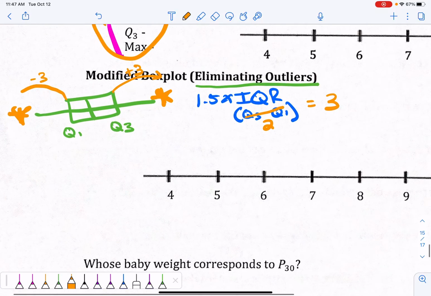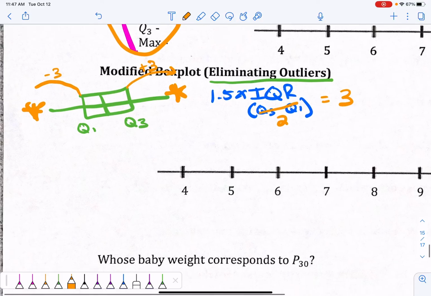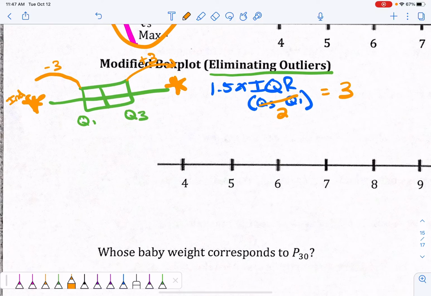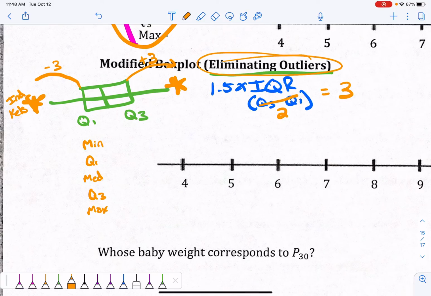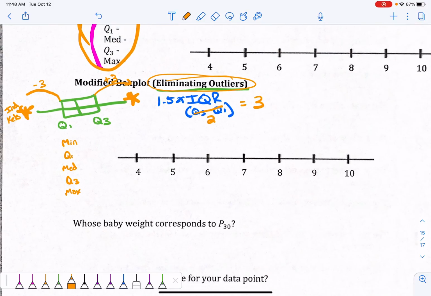So I'm guessing the only ones that you're maybe going to need to consider would be India and Kelsey. So you have to figure out if India and Kelsey are below this, and if they are, or one of them is, maybe one of them is and one of them isn't, you're going to delete them out, and you're going to calculate your min, your max, your median, your Q1, and your Q3 again, and do a box and whisker plot that eliminates those outliers and gets rid of them, okay? So just a little bit of a difference there.